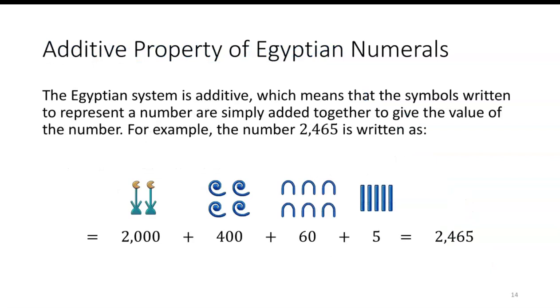Now, the Egyptian symbol system was additive, which basically means that the symbols were written to represent the number and you simply just add them together. So, for example, the number 2,465, I would have 2,000, which was the lotus flowers, plus 4 coiled ropes, so plus 400, plus the 6 heel bones, so plus 60, plus the 5 sticks, 2,465.